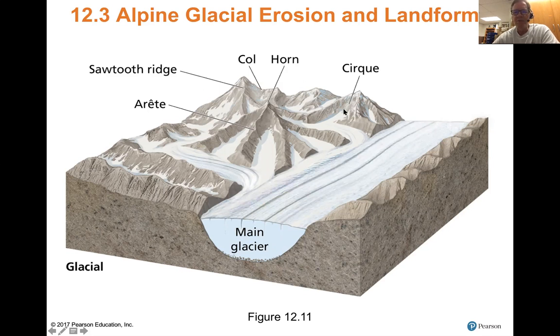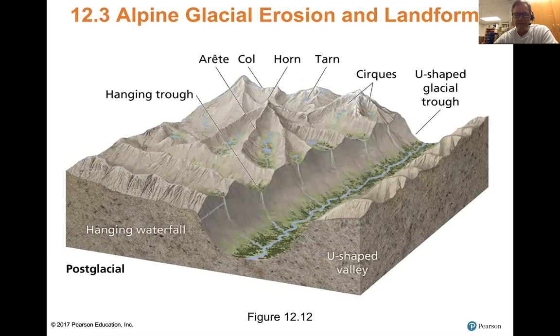Here's your cirques, where the accumulation starts, and flows down here into the main ones. Okay, so you're going to need to know what a horn is, what the arete is. Those are all terms that are going to show up on your test. And then as the glacier disappears, as ablation exceeds, as the negative exceeds the positive, the glacier will eventually disappear, and you're left with this landform. So here's your glacier trough, this U-shaped trough.